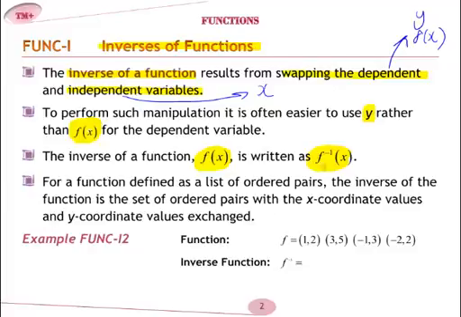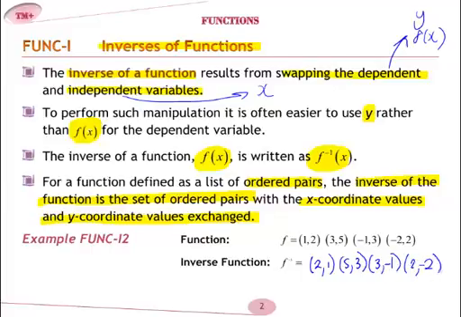For a function defined as a list of ordered pairs, the inverse of the function is a set of ordered pairs with the x-coordinate values and the y-coordinate values exchanged. So for example, here I have a function f made up of coordinates (1, 2), (3, 5), (-1, 3), (-2, 2). So the inverse of this function is simply (2, 1), (5, 3), (3, -1) and (2, -2). So basically the values are just swapped over.